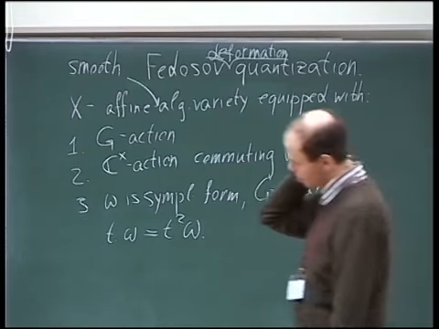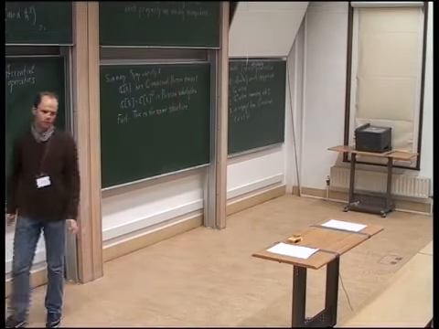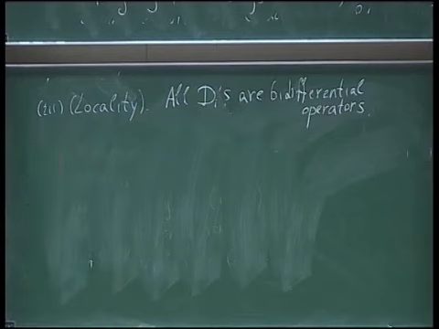Now, these are the usual axioms for star products on manifolds or varieties. But I also have two group actions here: the action of G and the action of C times. And I, of course, want my star product to be compatible with these two actions.